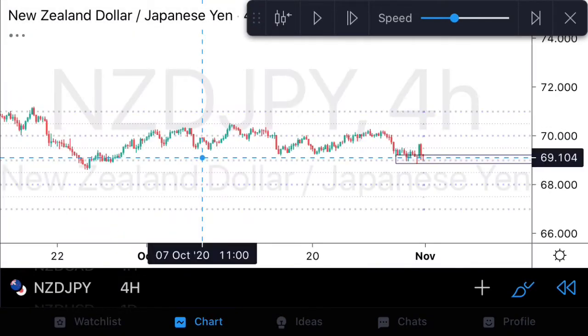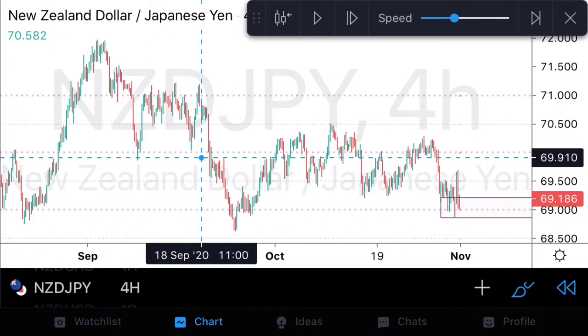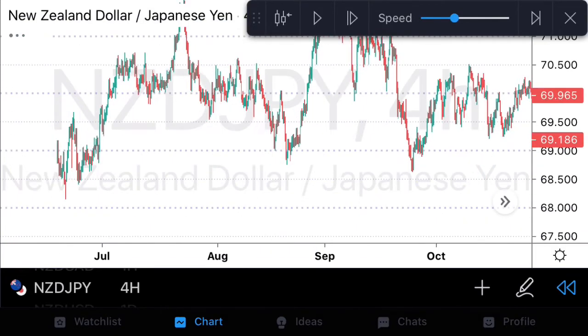Now on the H4, guys, what we will see or notice is that price is currently at some sort of a support.